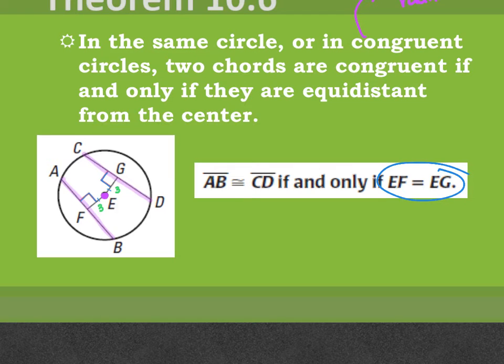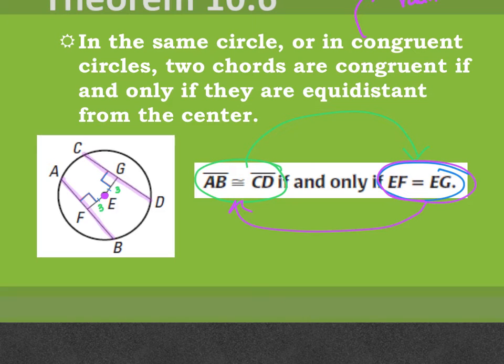So if the chords are equidistant from the center, they're congruent, and because this is an if and only if, I can flip that and say if chords are congruent, then they are equidistant from the center. So if AB is equal to CD, then EF equals EG, or they're equidistant. And if EF equals EG and that right angle is there, then AB is congruent to CD.